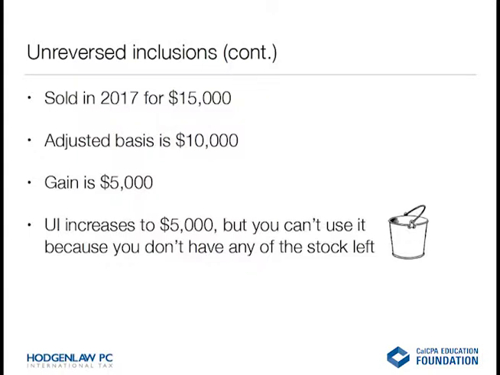Lastly, finally, we're nearly done with this. In 2017, you sell the PFIC for $15,000, and again, your adjusted basis is $10,000. You have a gain of $5,000, and your unreversed inclusion, of course, increases to $5,000, but you can't use it because you don't have any of the stock left. And that's another thing to remember. Let's say you have multiple mutual funds that you're doing these calculations for. If you have an unreversed inclusion for one mutual fund, that unreversed inclusion stays with that mutual fund. You can't transfer that to another fund and use the losses on another fund. So they basically live and die along with the fund.